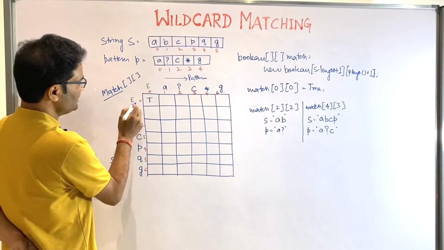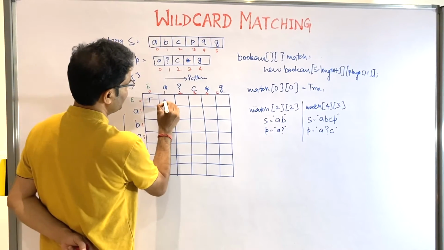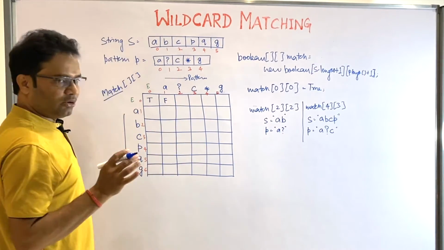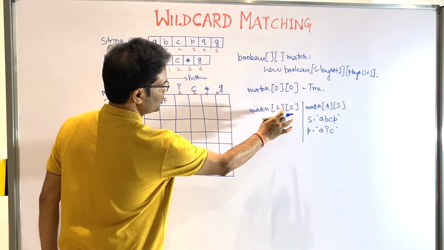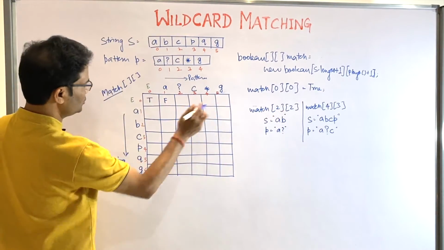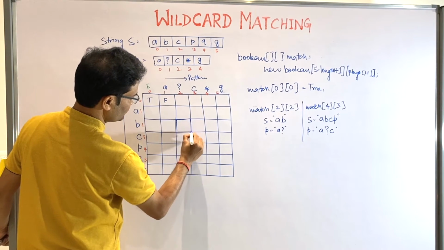And now if you see this empty is matching with the A, it will not match the A. So I can put the false here. And also something I want to say, the beauty of this one: if you say match 2 2, what is the value of match 2 2? It will become these 2 and these 2. I'm talking about this one.